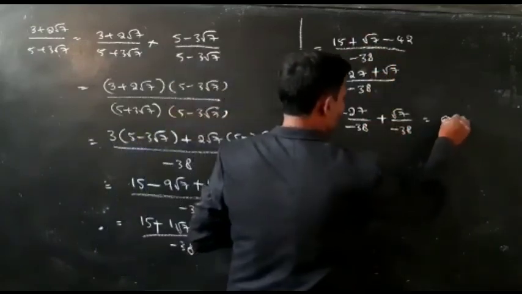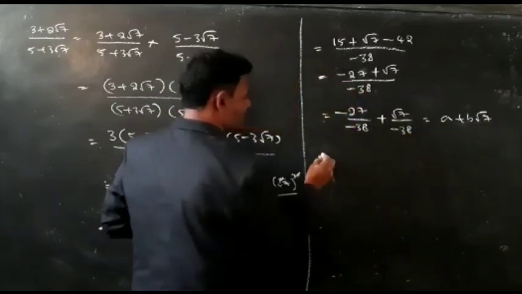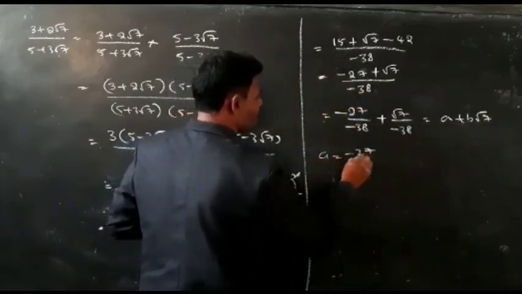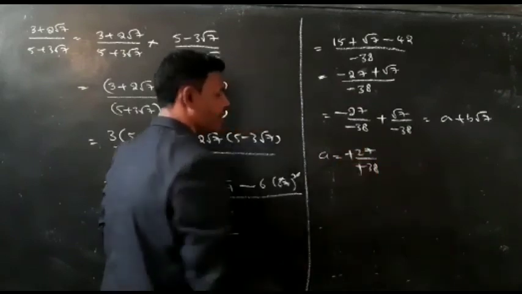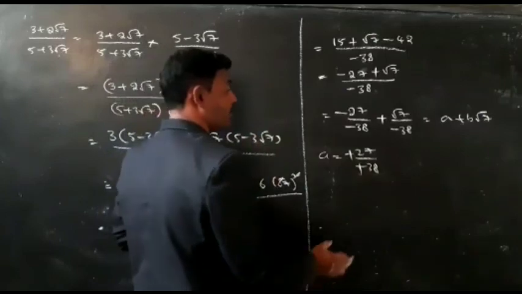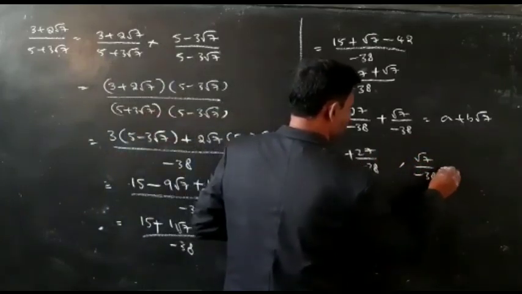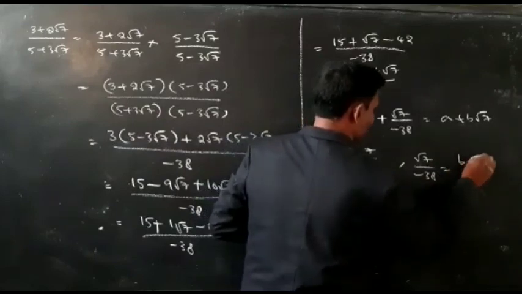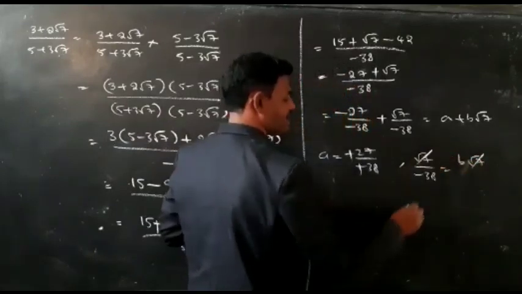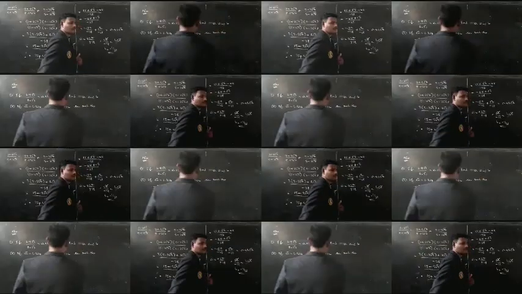It is equal to, what is the given? a plus b root 7. What is the rational part here? Rational part is equal to rational part. So the a value is minus 27 by minus 38, that is 27 by 38. And what about the irrational part? Root 7 by minus 38 is equal to b root 7. Root 7 gets cancelled. What is b? b is equal to minus 1 by 38.